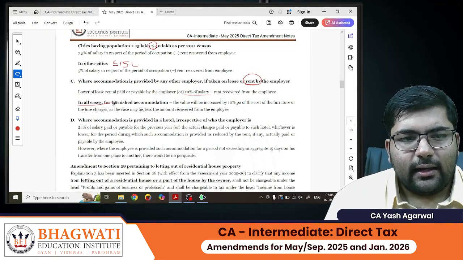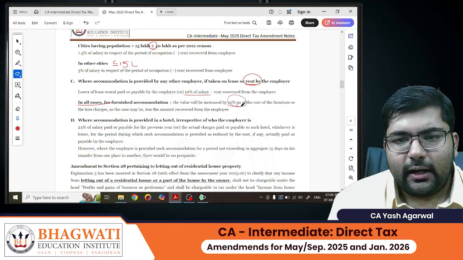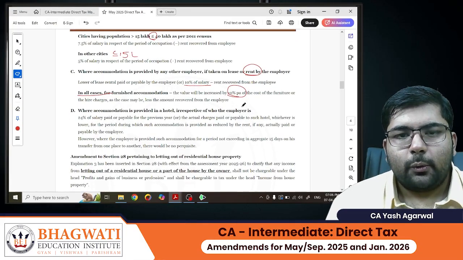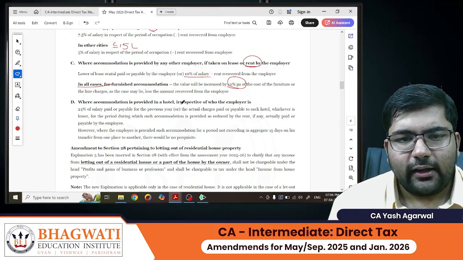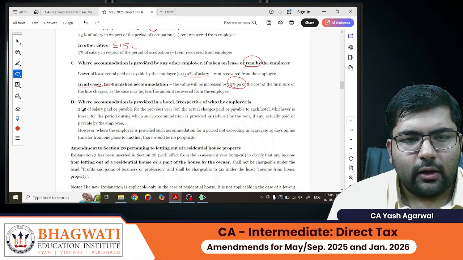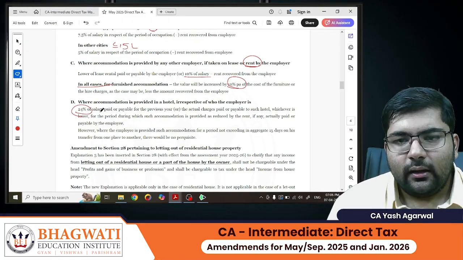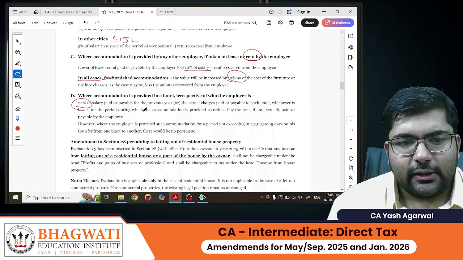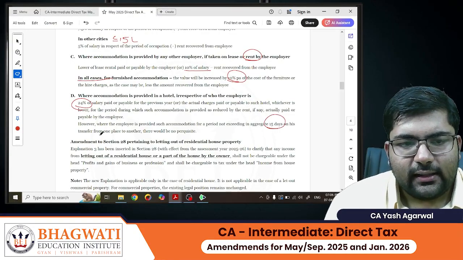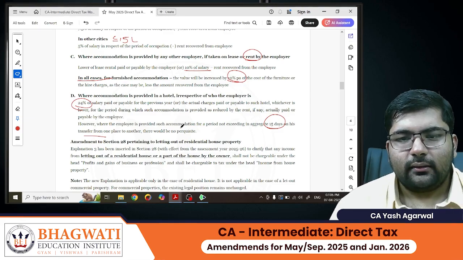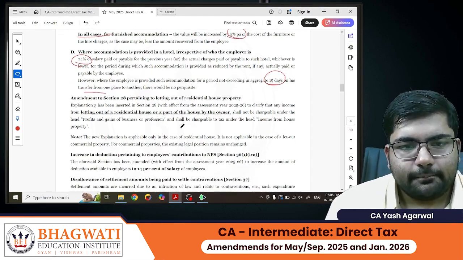For all cases, if it is furnished, then 10% per annum of the value of the furniture would be the value of the perquisite. And if accommodation is provided in a hotel, irrespective of the employer, 24% of the salary for that particular period. Exception is here, except if it is provided for up to 15 days on transfer from one place to another. Okay.